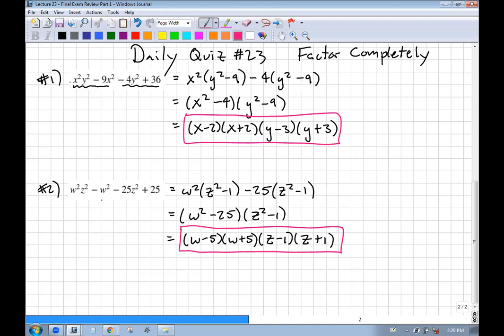I know there's a lot of letters and stuff here, but with practice, you'll get this down, okay? Hopefully in college algebra, you'll have this mastered, where you can just do this reflexively. That's the goal.